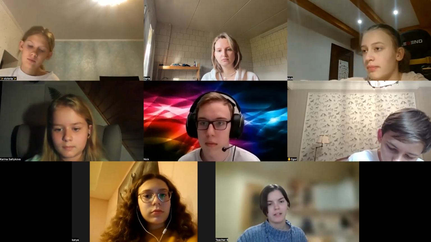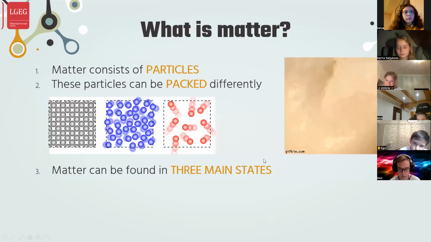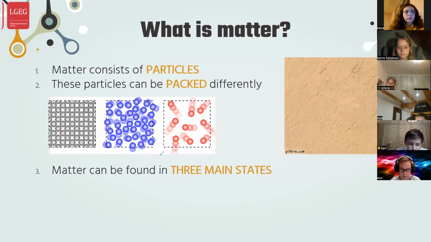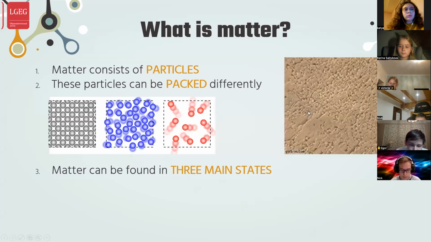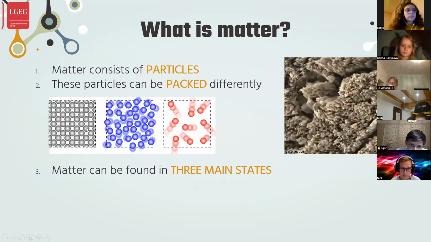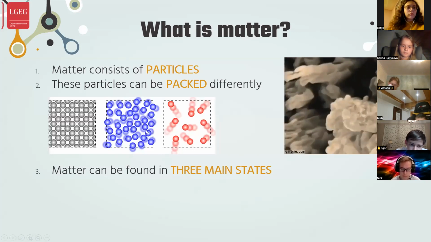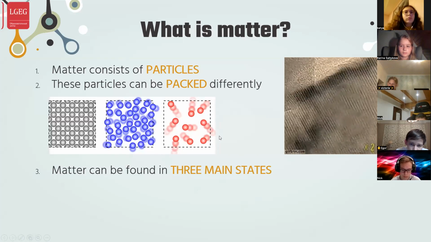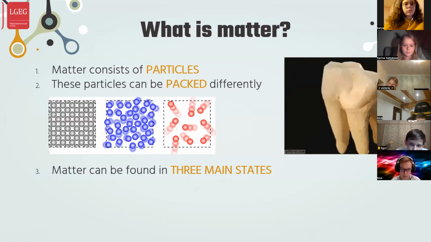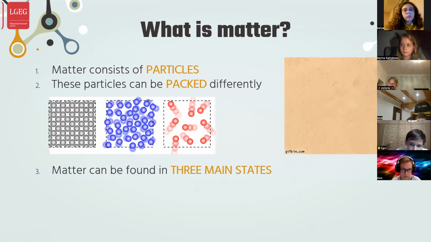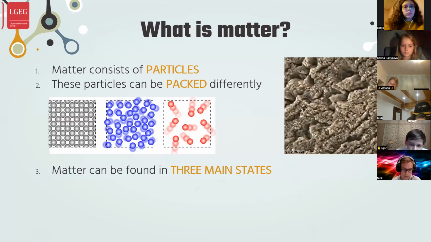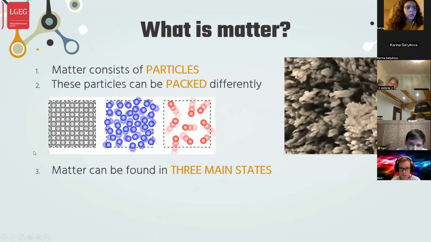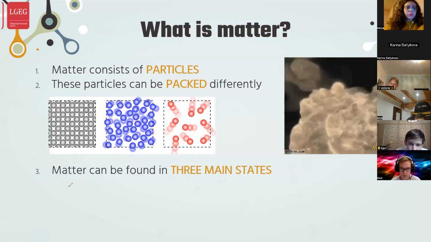And of matter, we have 3 states. Matter is made of particles, of small things. These particles can be arranged in different ways. They can be very packed, or packed a little bit more loosely, or very loose. So matter can be found in 3 main states. What are these states? Solid, liquid, gas.